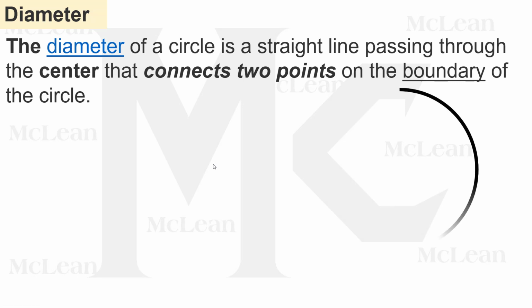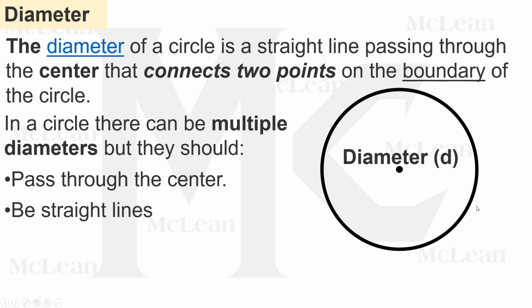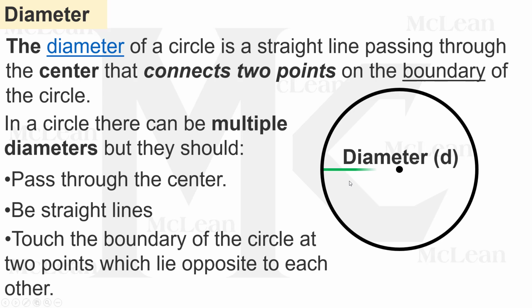Diameter. The diameter of a circle is a straight line passing through the center that connects 2 points on the boundary of a circle. In a circle, there can be multiple diameters, but they should pass through the center, like this. But it must be a straight line. Look at this. From one end of the boundary through the center to the other side, straight line, that's a diameter. So they say you must touch the boundary of the circle at 2 points which lie opposite to each other. Showing more diameters in a circle.